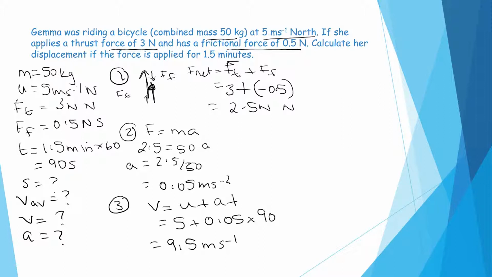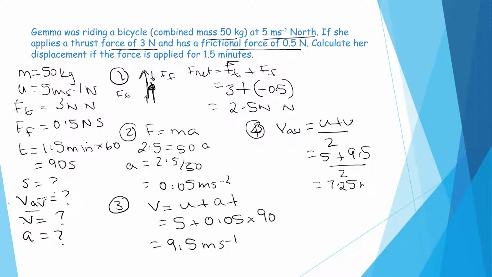Okay, so now we've got the final velocity. Now what we have to do is find the average velocity. So step number 4, V average equals U plus V over 2. So the V average: initial velocity was 5, the final velocity was 9.5, divided by 2, which comes out to 7.25 meters per second.